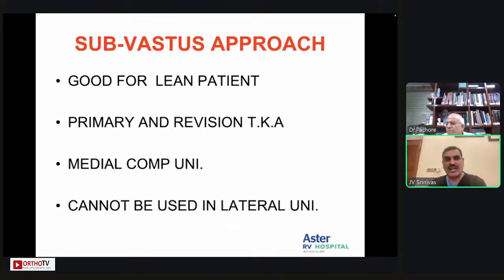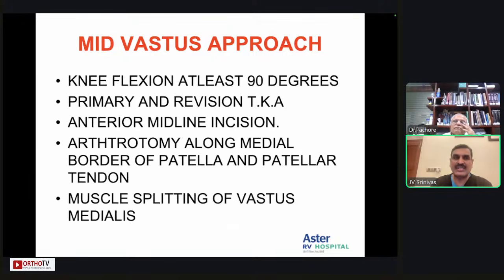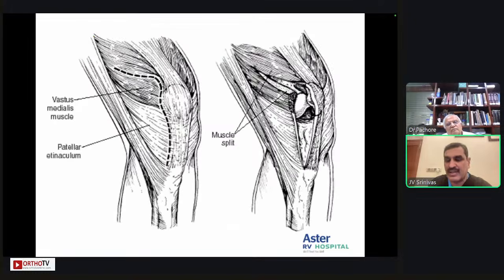It is good for a lean primary or a revision TKR where your range of movement is good, where your patella is very supple, when you can easily subluxate it laterally. That is the ideal indication for a subvastus approach. Whereas the mid-vastus approach is something similar, a modification of a subvastus approach. But again, in a stiff knee, I don't think the mid-vastus approach is the ideal approach. This is how the mid-vastus approach is done.